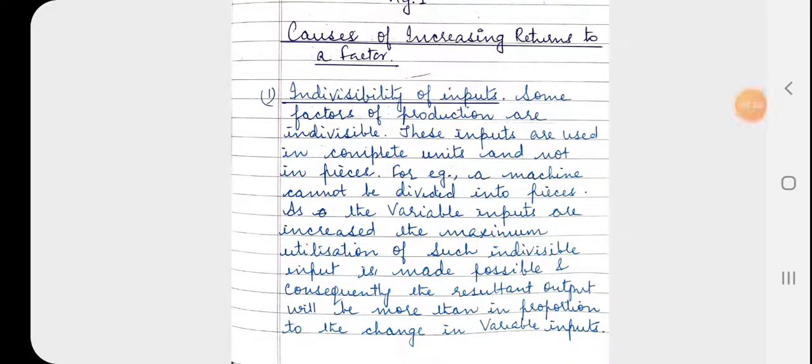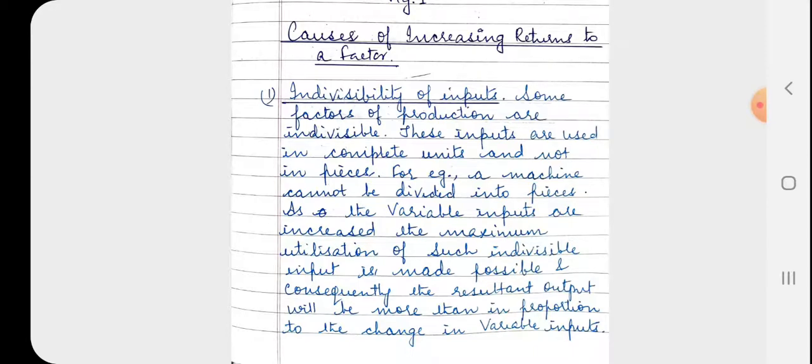Let us see what the causes of increasing returns to a factor are. The first reason why increasing returns to a factor operates is indivisibility of inputs. Some of the factors of production we are using are generally indivisible. For example, we cannot buy a particular machine for stitching one cloth, such as a tailoring machine. It cannot be bought in order to stitch one or two cloths. It's not possible for us.